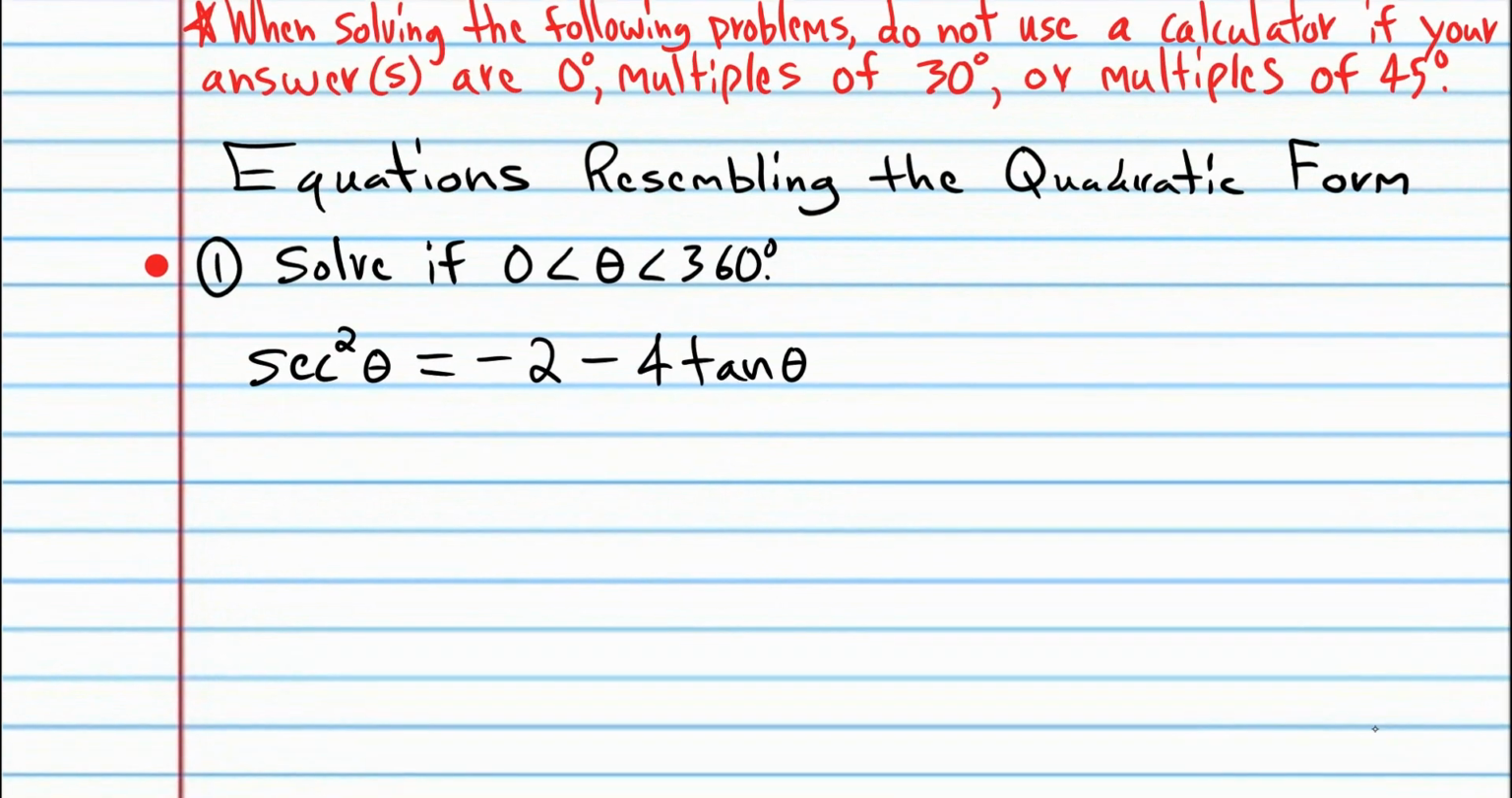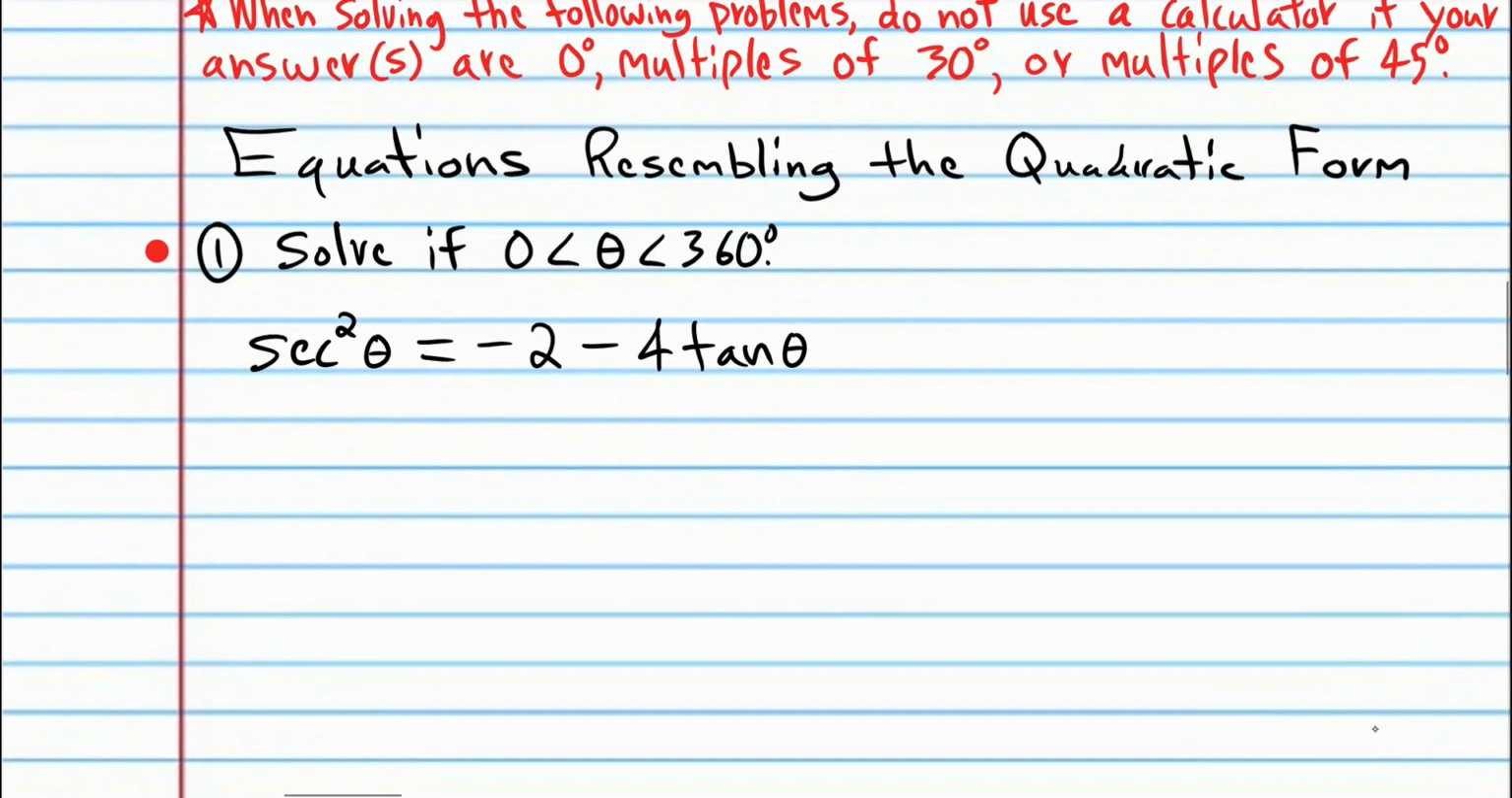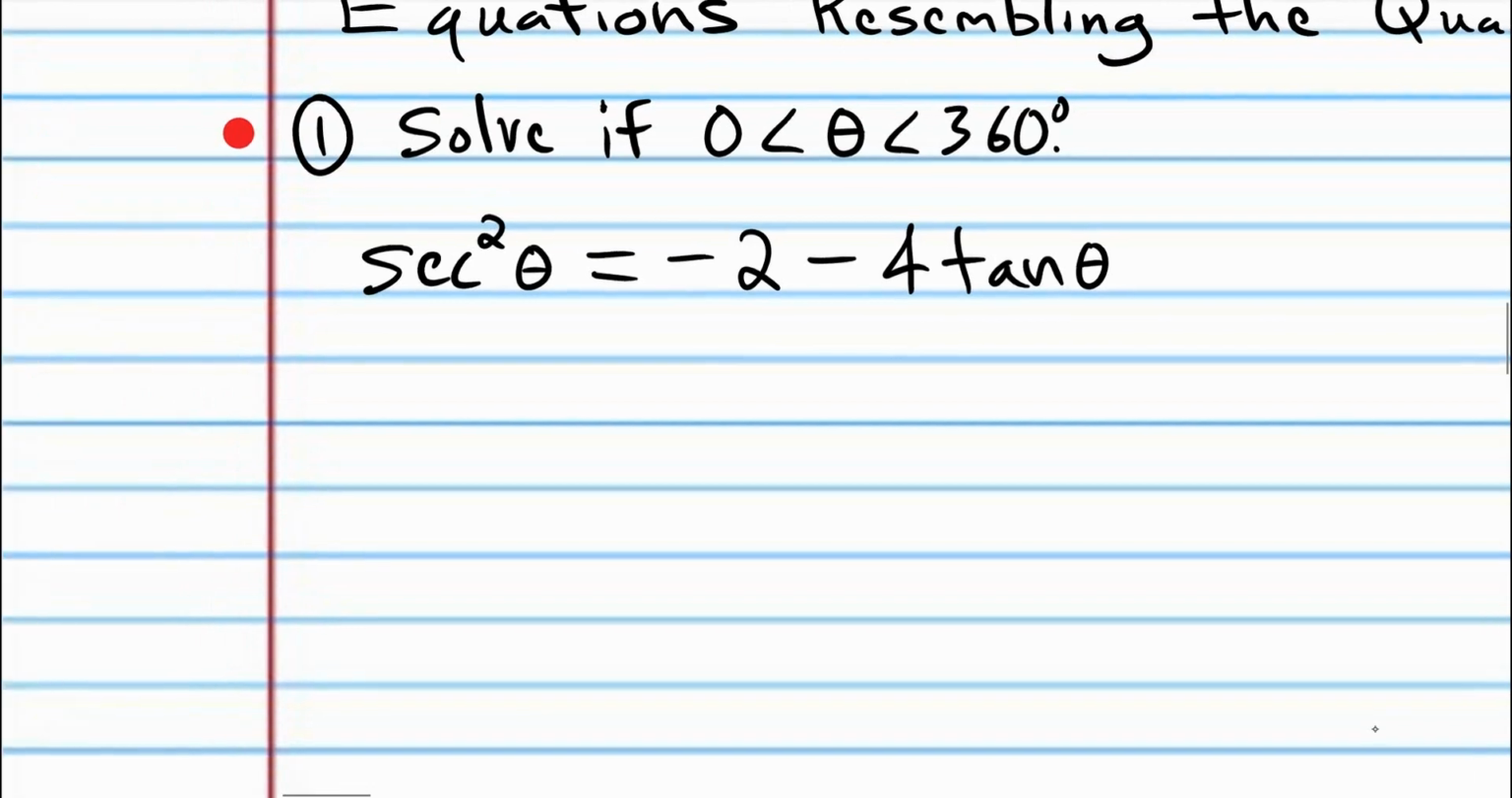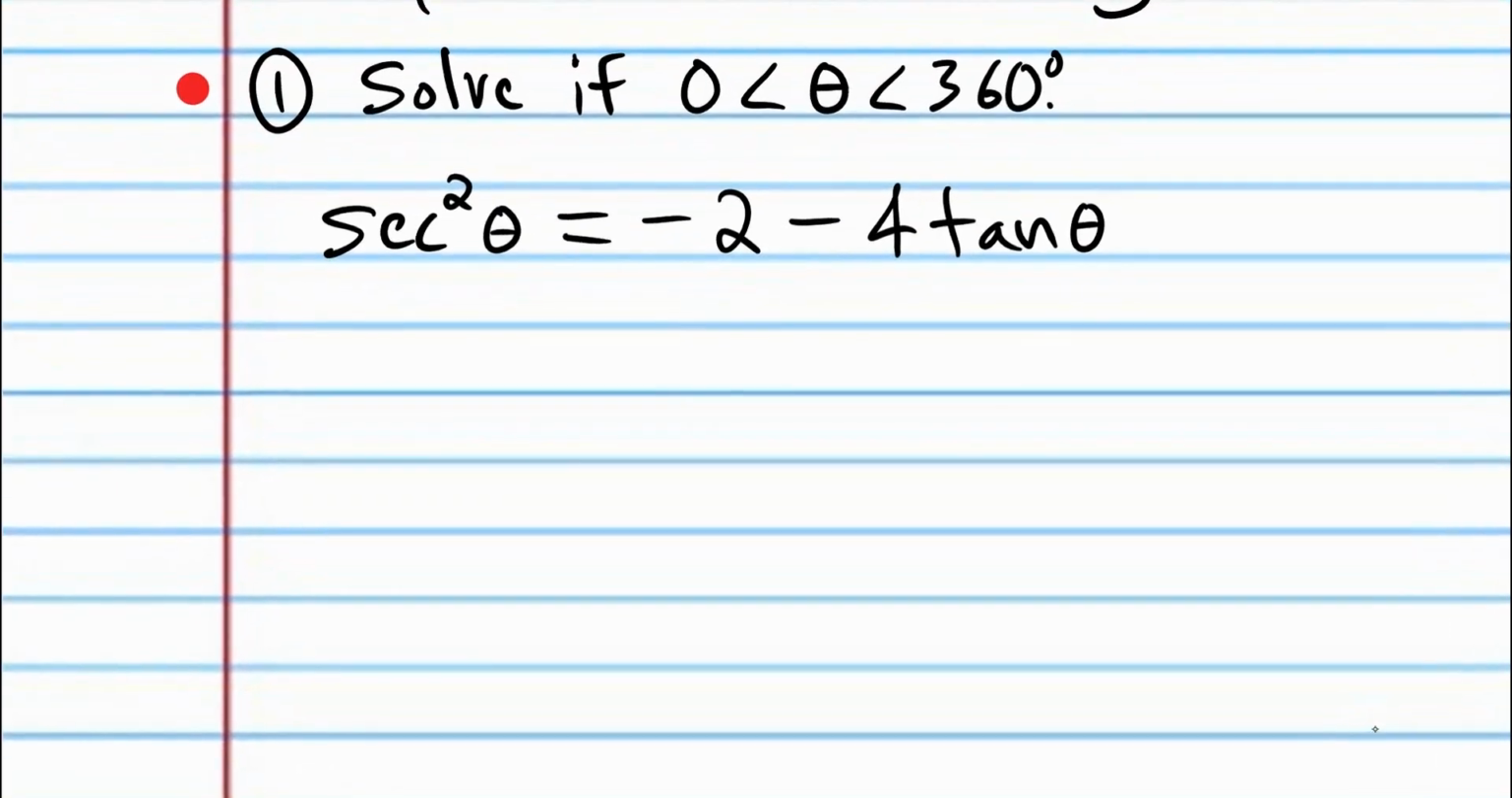So now we're going to solve equations resembling the quadratic form, but this really doesn't look like a quadratic equation. It doesn't look like anything resembling a quadratic because we have two different trigonometric functions. And by the way, technically these are not quadratic equations, they're just equations resembling the quadratic form, and we're going to use the techniques we learned when solving quadratics to solve these equations.